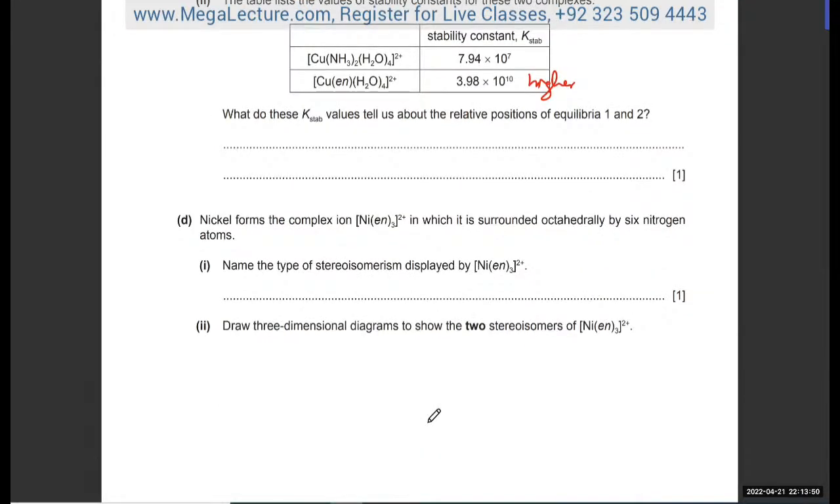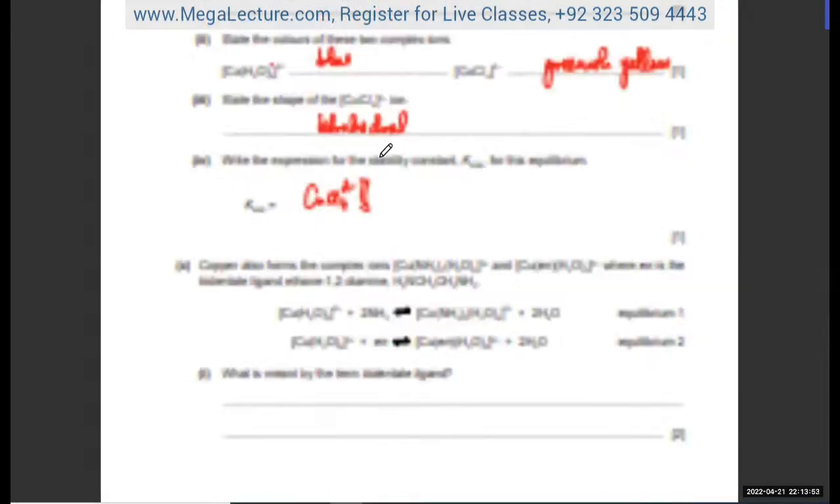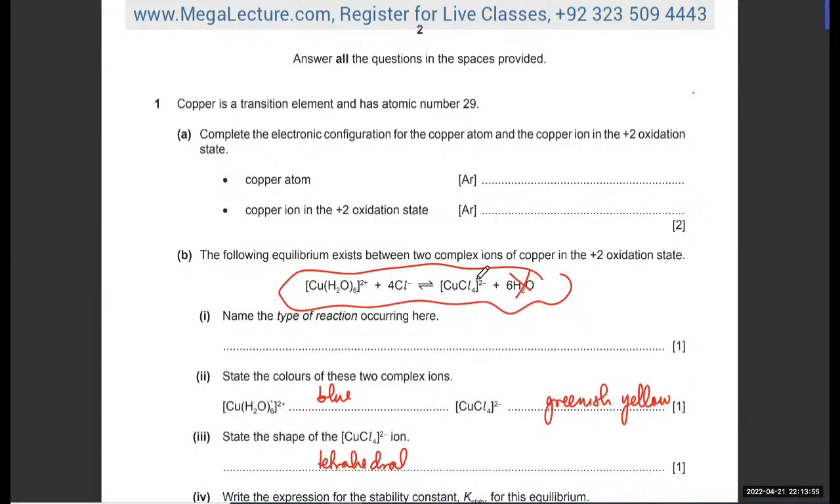Sir, wait. A higher K stability means that the ion is more stable. That means ligand exchange will happen. But for K stability, you should know the definition as well. It's the equilibrium constant for a ligand exchange reaction in an aqueous solution. The starting point is always going to be a water complex, a complex with water molecules.